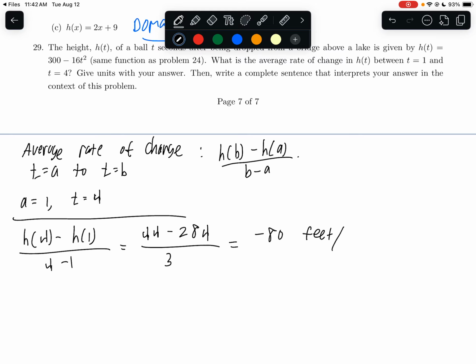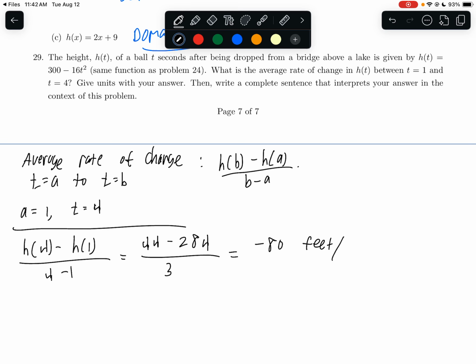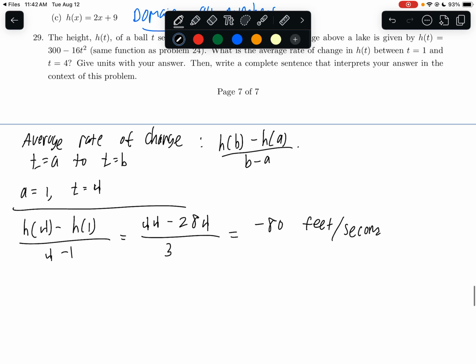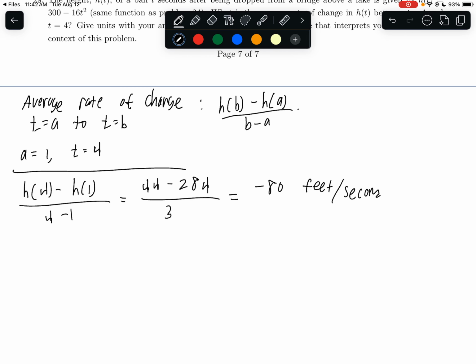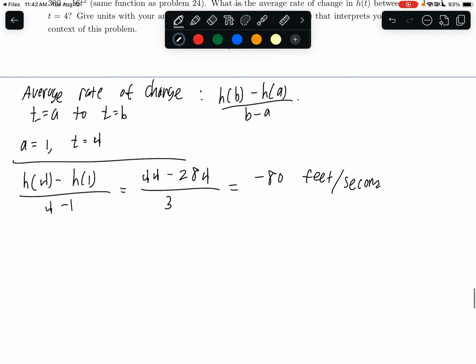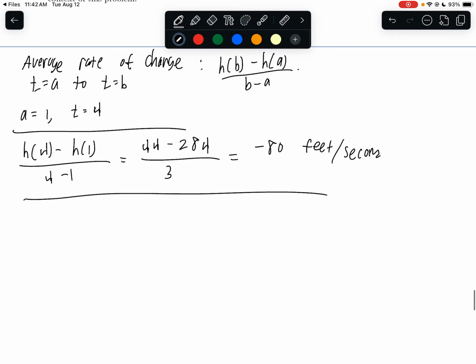And the units are the units of the output. It's the units of the slope, right? It's the same concept. So the output units, which is feet, divided by the input units, which is seconds. So the answer is negative 80 feet per second, which is a speed, right? So what does this mean? In the context of this, how we could do this in general for other problems.